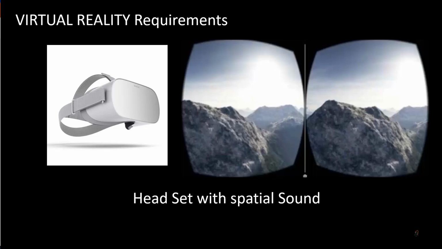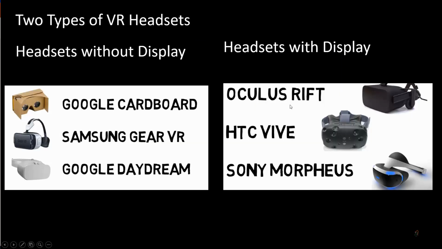And to enjoy virtual reality, the first basic requirement is you need a headset with spatial sound. Spatial sound means surround sound. You should be able to enjoy sound from different directions. So 3D sound, and you will be seeing a 360-degree image on your screen using the headset. This kind of setup we call virtual reality.